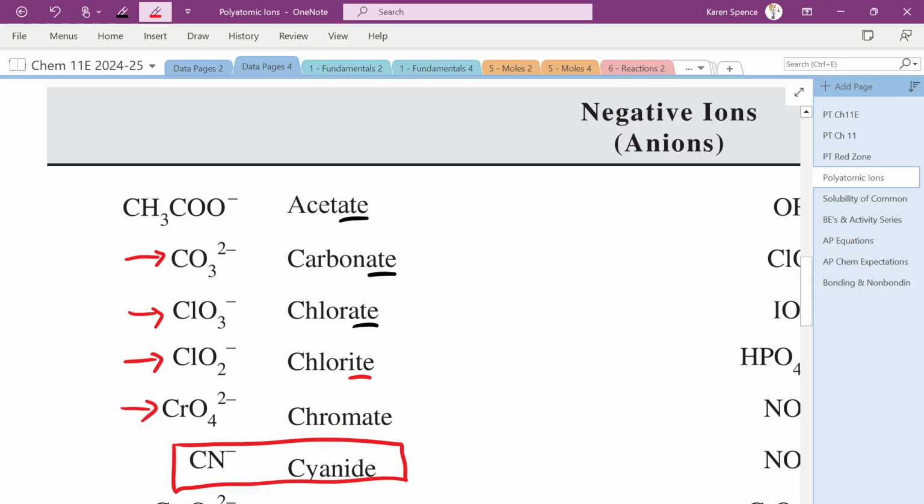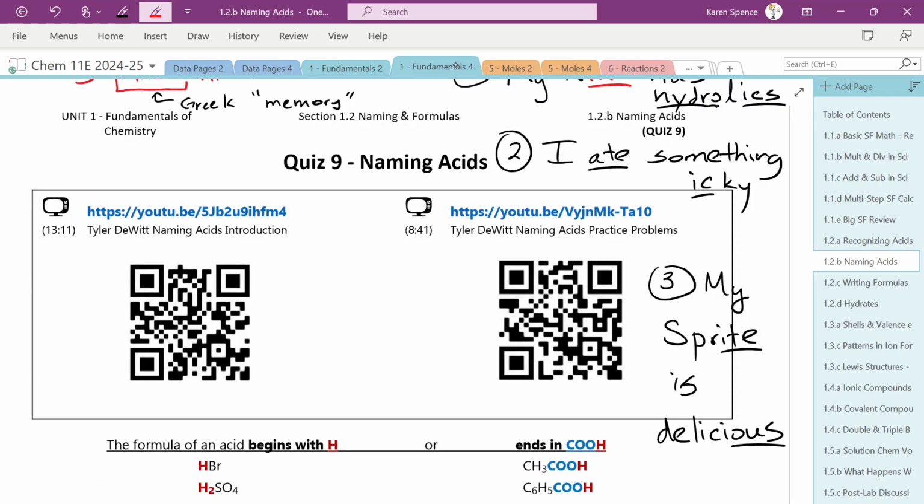Yes, they all have oxygen. Okay, so all the ate and ite ions contain oxygen. We call them oxyanions. So anytime you see one of those polyatomic ions, you know you have an ate or an ite. So let's go back then to here.